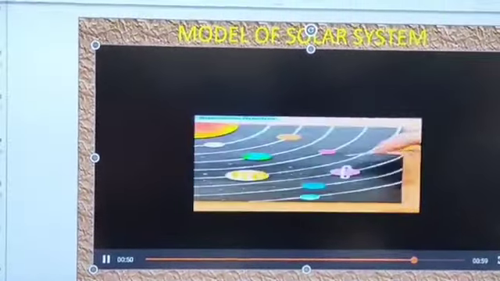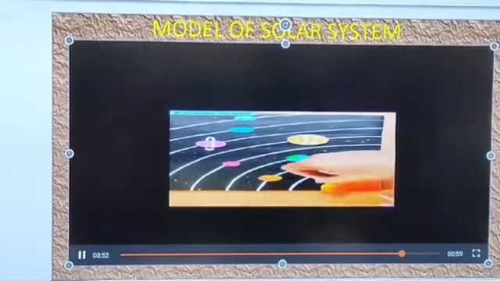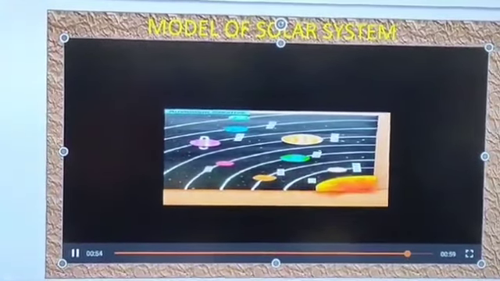Our class, so that we can also assist our students in understanding any concept in a better way, and it is related to the solar system. We will help them to learn in a better way.